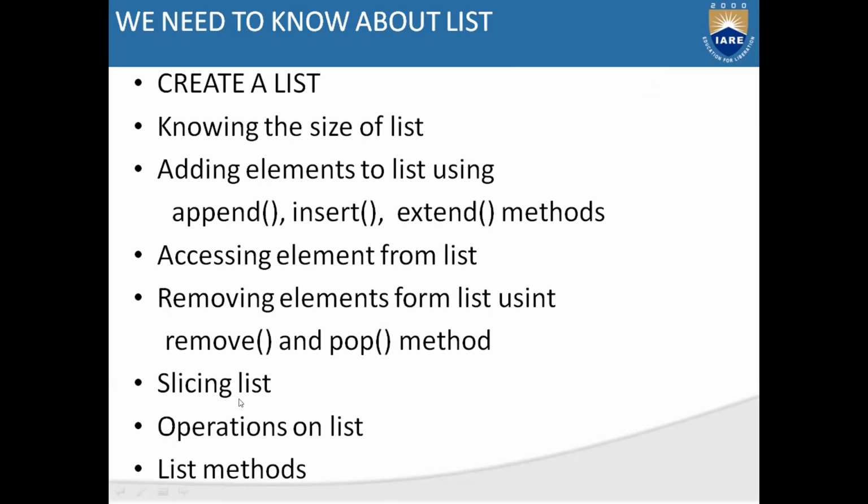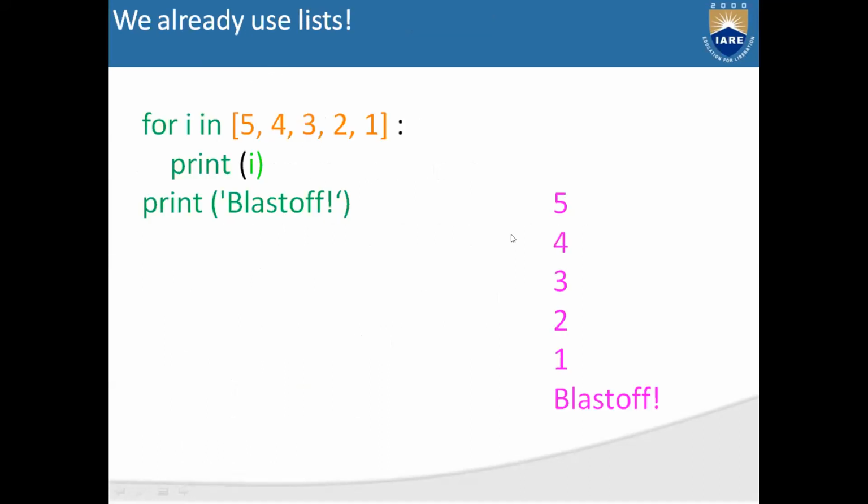Slicing the list. Slicing, you know, we are going to do slicing, means the entire list is there, part of the list I want to print or I want to use. For that we will use an operator known as slice operator, it is the colon. And what are the other operations on the list, and what are the various methods other than these specified methods, what are the methods and functions supported by list. These things we will discuss further in our session.